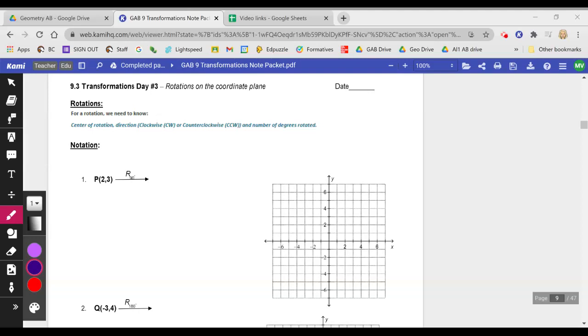Hello, everyone. Today we are going to talk about the transformation that is a rotation. So a rotation is a spin. For a rotation, we need to know the center of rotation, the direction, counterclockwise or clockwise, and the number of degrees. Now, in math, unless it says otherwise, we're going counterclockwise.